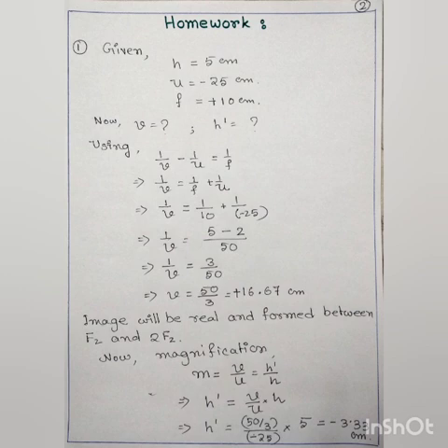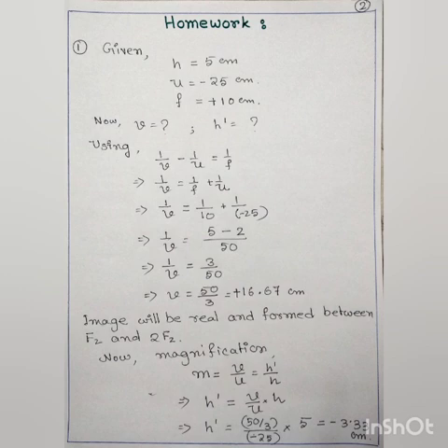The height of the object, that is h, is 5 cm. Object distance u is -25 cm. And focal length, see, as it is converging lens means convex lens, so f is +10 cm. And we have to derive the distance of the image and height or size of the image. So using lens formula, 1/v - 1/u = 1/f. 1/v will get 50/3, that is v = +16.6 centimeter.